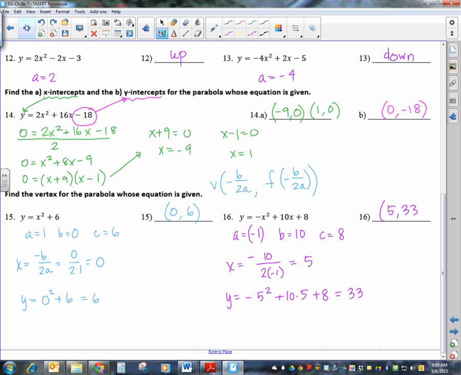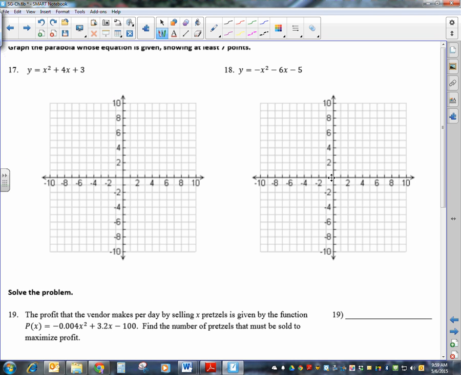Okay, last page. All right, and we're going to graph, okay? So when we graph, the thing that I told you first again, you always have to find that vertex. So let's say a is 1, b is 4, and c is 3. So negative b, which is negative 4, over 2 times a gives me negative 2.